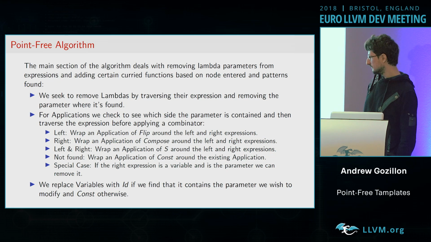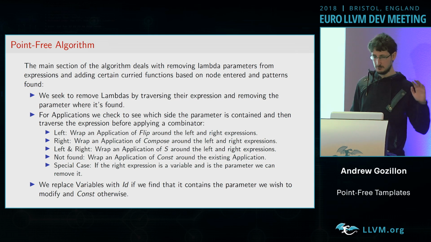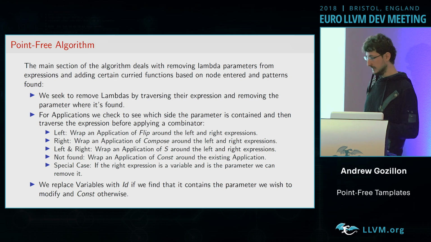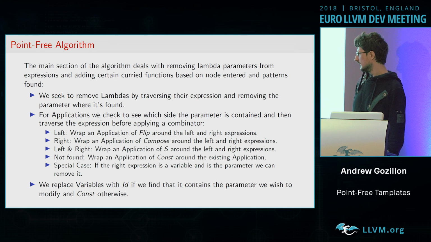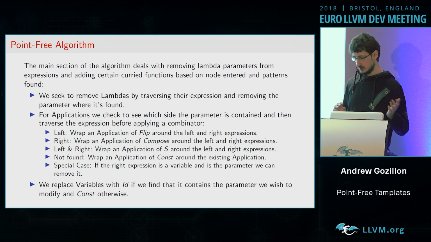However, if it's not found and it's the bottom of the tree, we'll apply a const, which basically states pass back whatever value is here. We don't actually care about this parameter anymore. It's been passed in, it can be anything, we'll just ignore it. And then in the application cases, we check a bunch of different things based on which subtree the value is from.